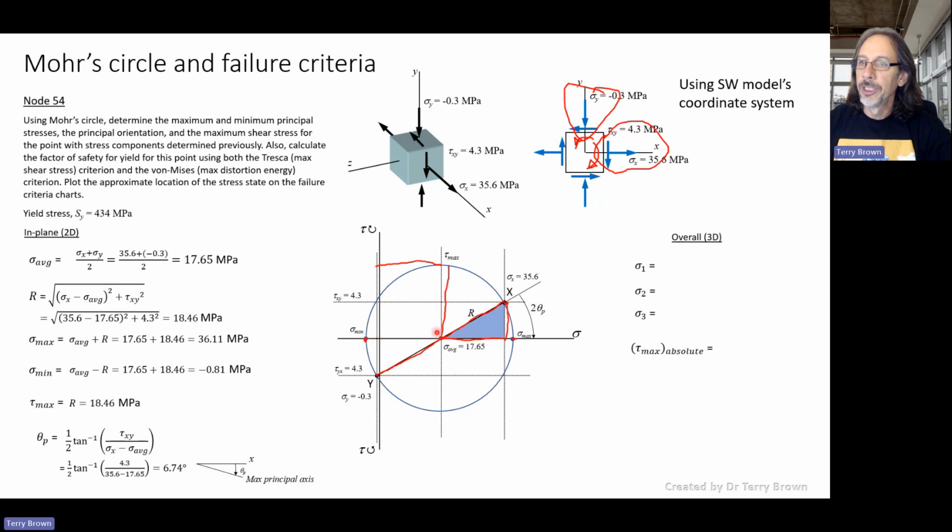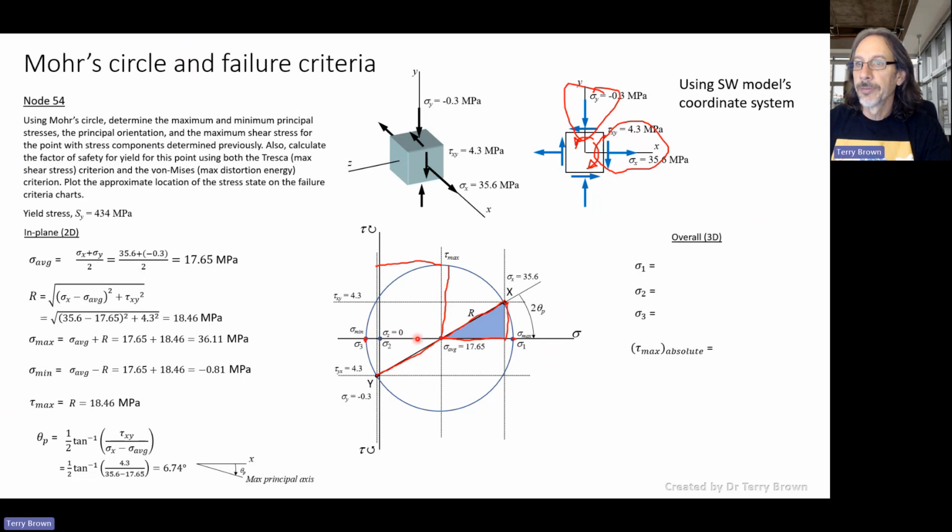Okay, so on the principal planes, we have 0 shear stress. That tells us that this plane out here is also a principal plane. Knowing that, we can say also that the normal stress in this direction is 0. It's just a free surface. So we can plot that normal stress here on the horizontal axis.